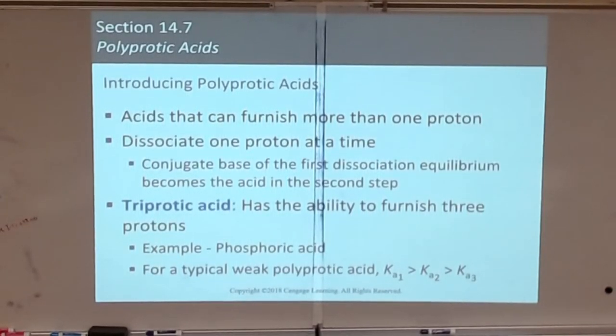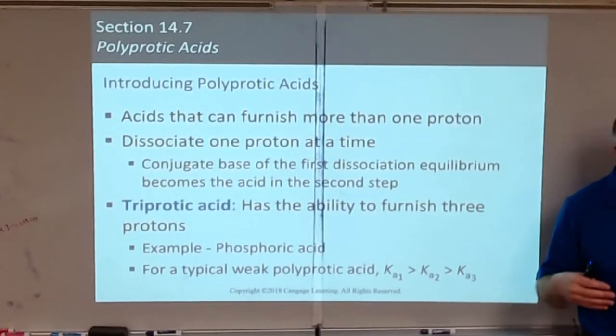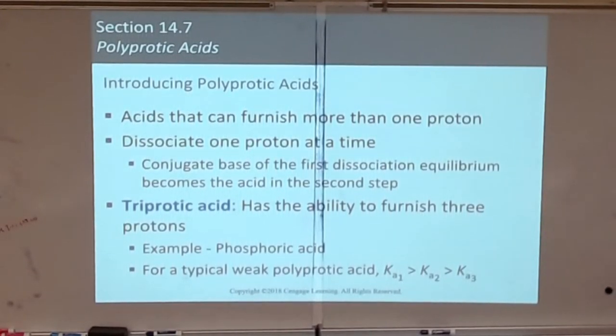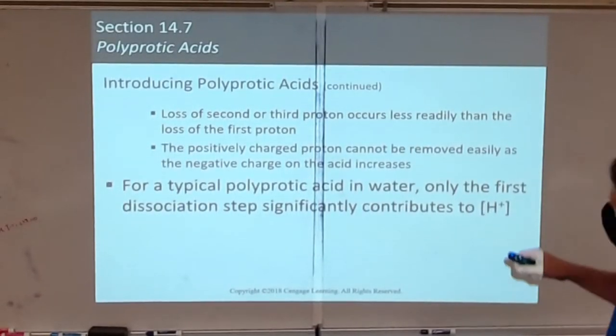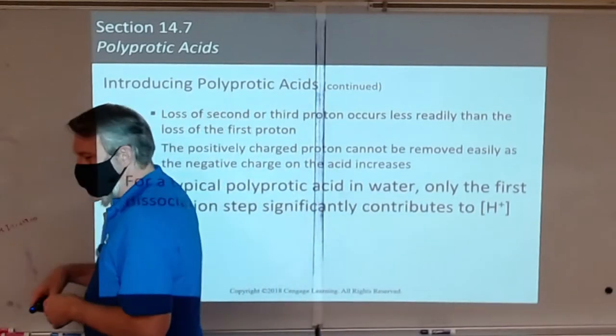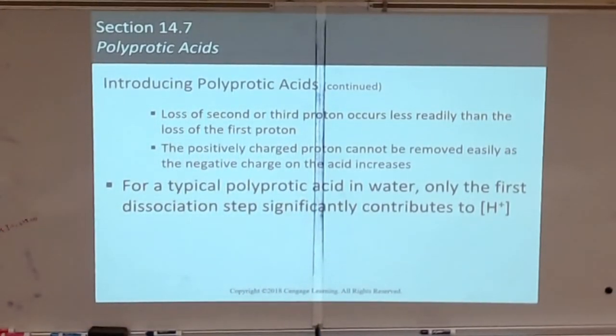This should make sense because, for instance, with phosphoric acid, the phosphate has a charge of -3, so it's going to hold on to those three. When the first one comes off, it's going to hold on a little bit tighter to those last two that are left. When the next one comes off, it's going to hold on even tighter to that last one. So you can think about it in those terms. Loss of the second or third proton occurs less readily than the first. That's what we just said.